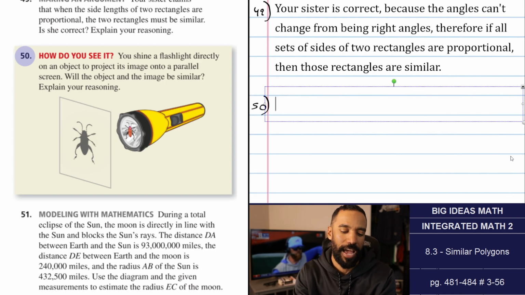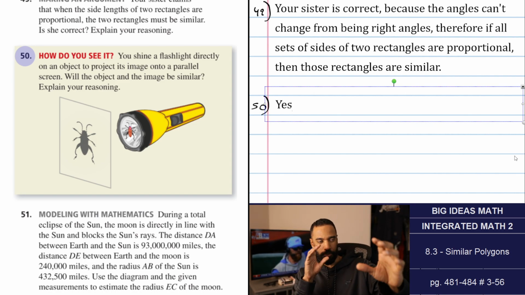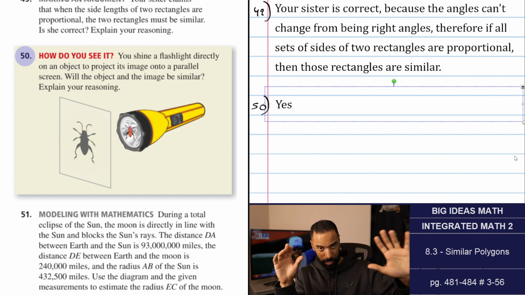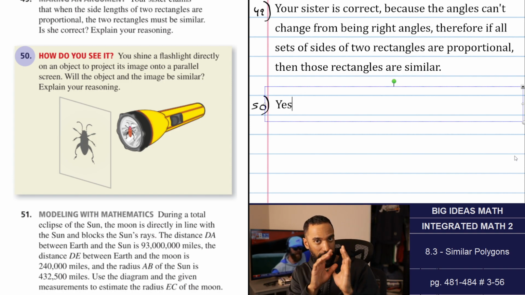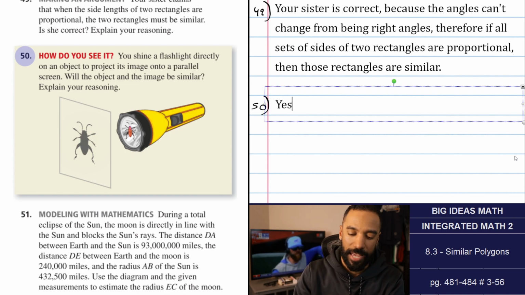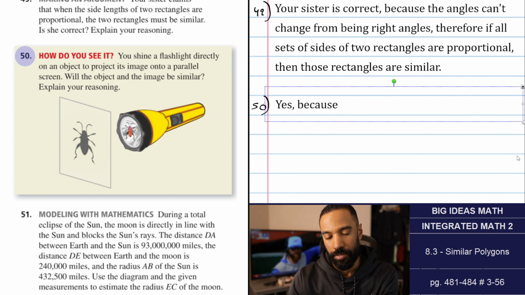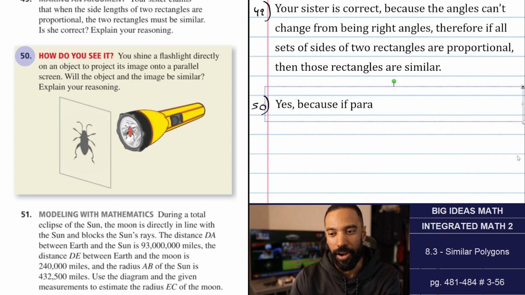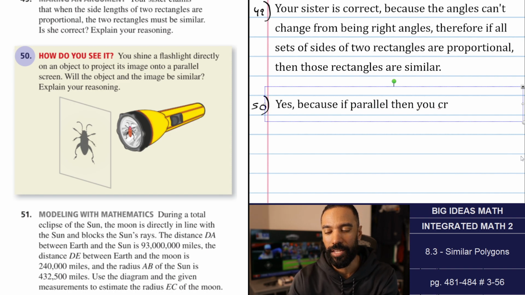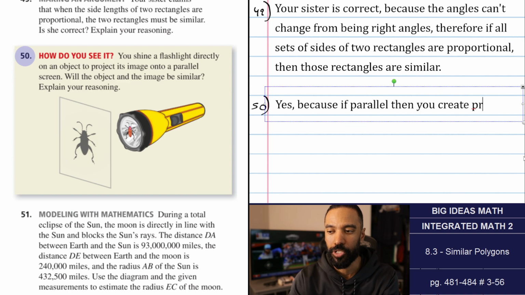I mean, just the idea of it. I did something similar, not with a bug, but I talked about a similar thing with dilation, because the flashlight can be like the center, and the light's coming out from the center. So yes. Why? Explain your reasoning. Because if parallel, then you create proportional corresponding side lengths.